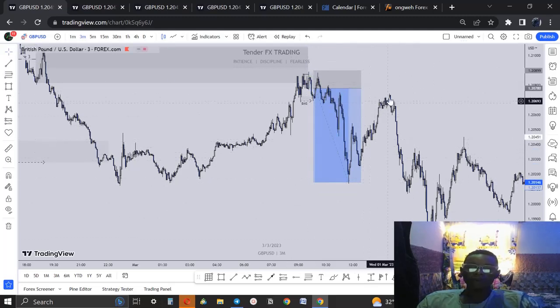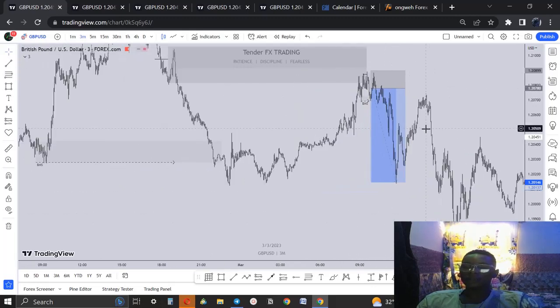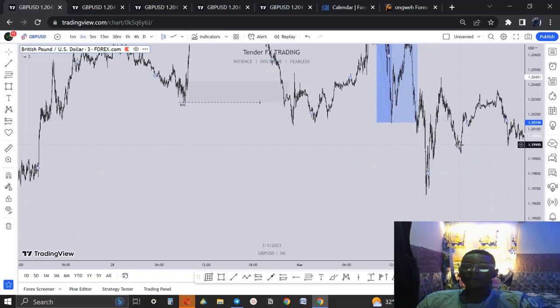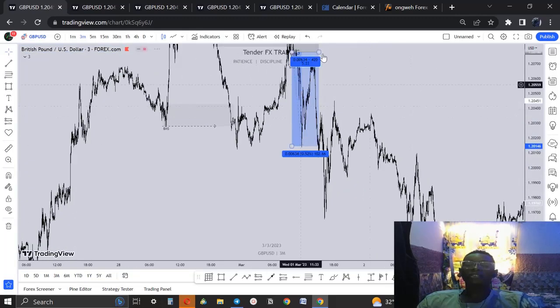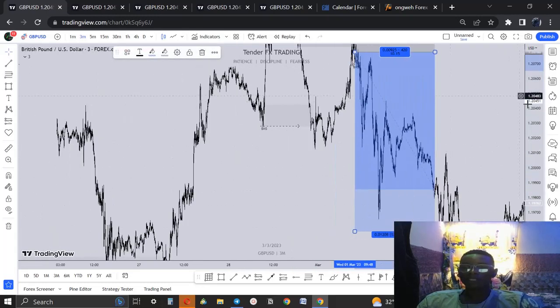So when this pullback was happening, my stop loss was here. I was just looking at it. I was like, okay, if price comes back and takes me out, it's fine. I've taken partial and I've moved my trade to break even. So I'm risk free. We can see price did not take me out and it started selling down. So I was still in the trade. Price was selling down, I was just looking at the trade. And boom, my TP was smashed.